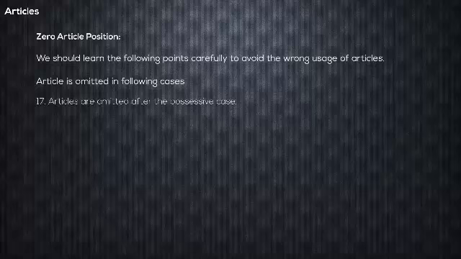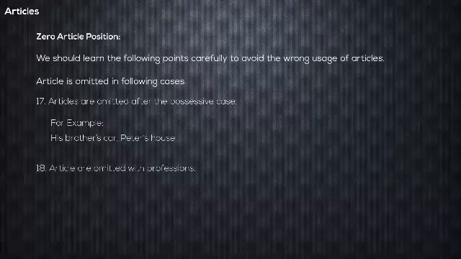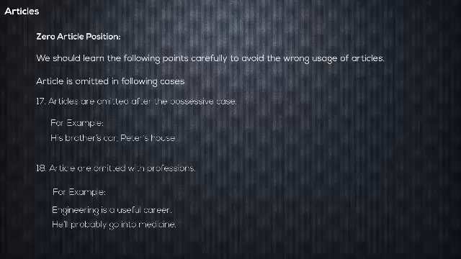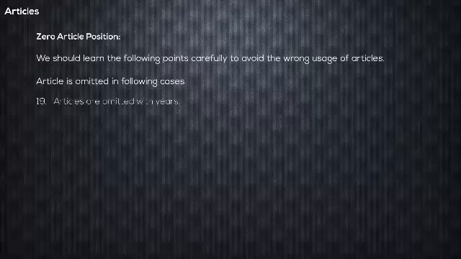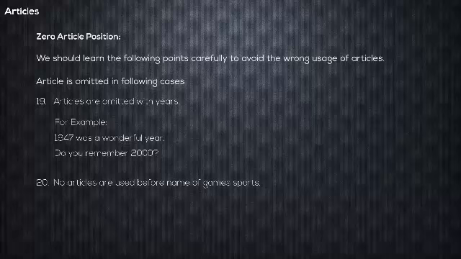17th. Articles are omitted after the possessive case. For example, his brother's car, Peter's house. 18th. Articles are omitted with professions. For example, engineering is a useful career. He'll probably go into medicine. 19th. Articles are omitted with years. For example, 1947 was a wonderful year. Do you remember 2000? 20th. No articles are used before the name of game sports. For example, I am playing cricket. He is fond of playing tennis.